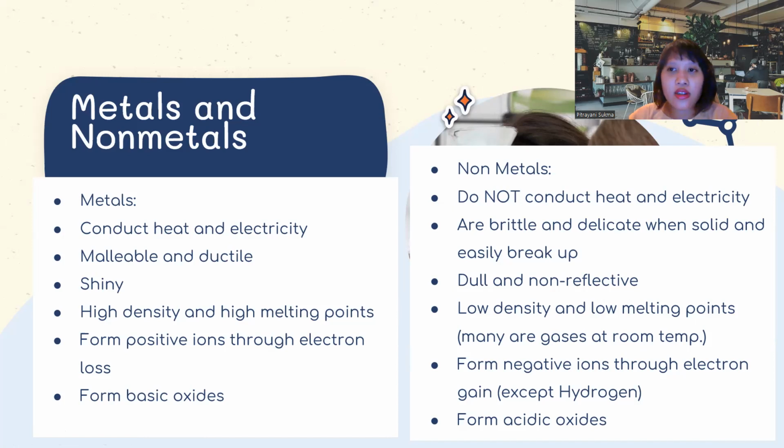to lose electrons. So when metal and non-metal want to make a chemical bond, metal tends to lose electrons, and because they lose electrons, they become positive ions. But non-metal is easier to gain electrons, so they gain electrons and form negative ions. Okay, except hydrogen. Metal forms basic oxides, and non-metal forms acidic oxides.